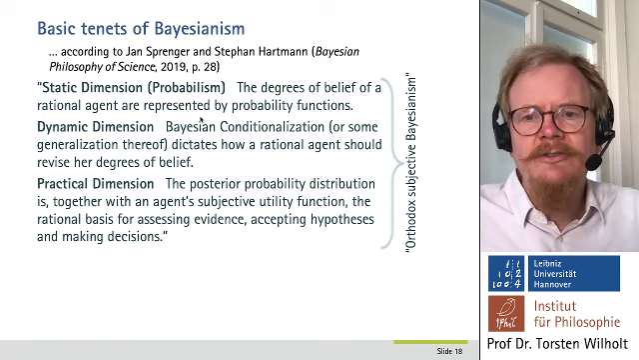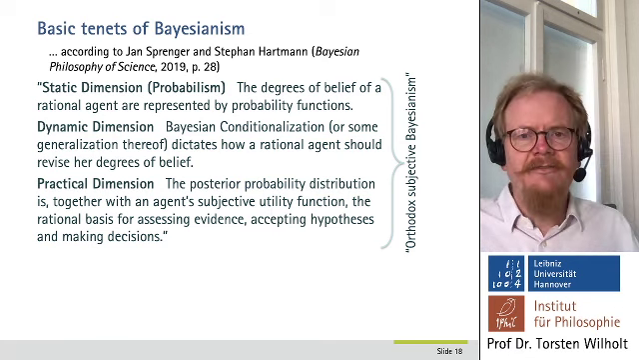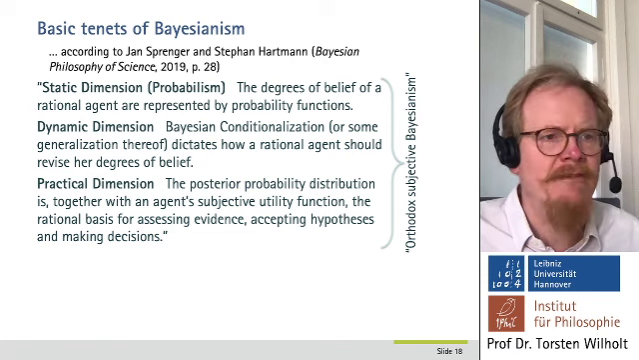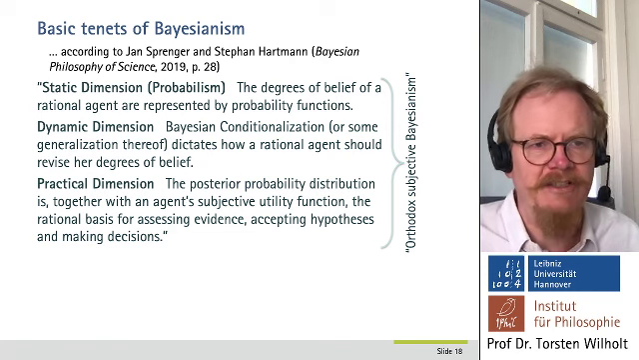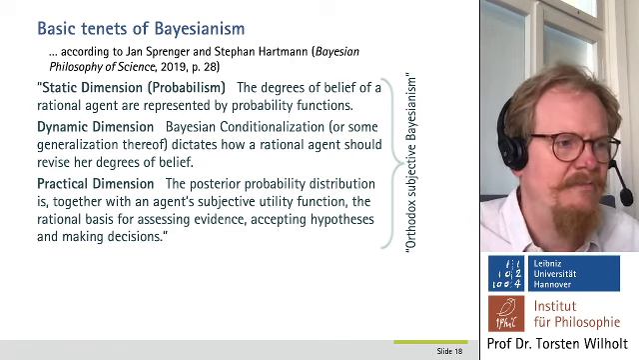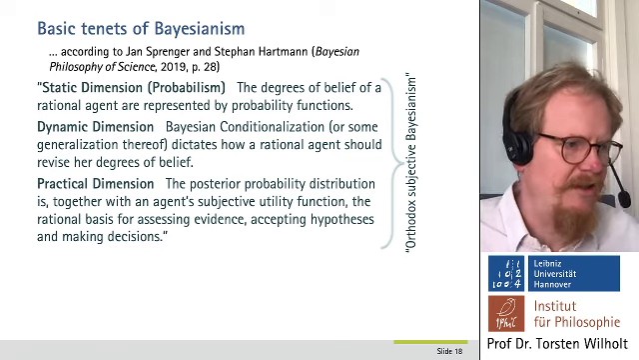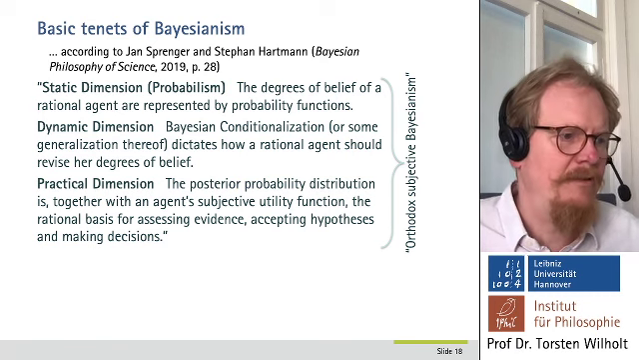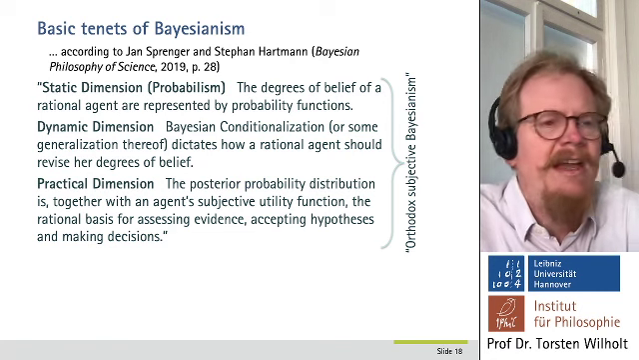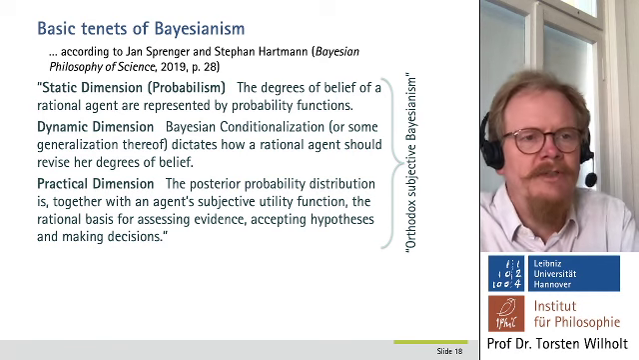So what Sprenger and Hartmann call orthodox subjective Bayesianism is the doctrine that these three dimensions sum up everything that one can and must demand of rational degrees of belief. In particular, orthodox subjective Bayesianism places constraints on the internal coherence of a subject's degrees of belief and on how they must be updated in response to learning events, but these orthodox subjective Bayesians place no constraints on prior probabilities.